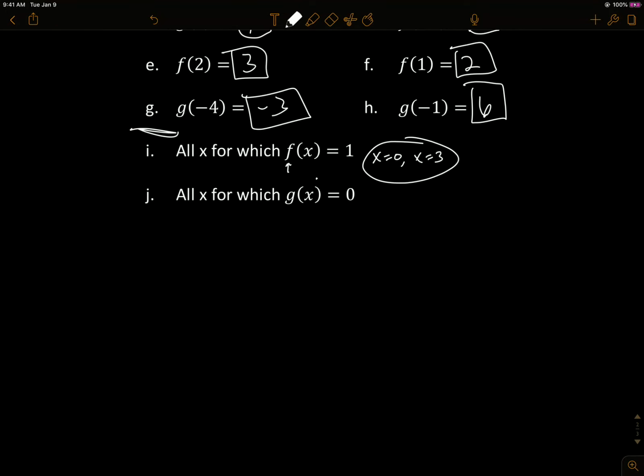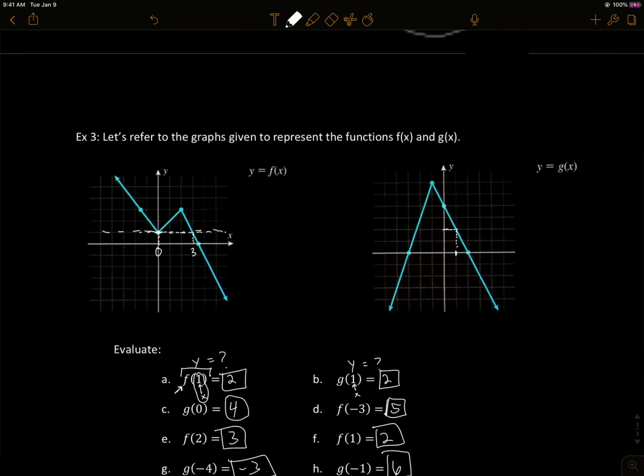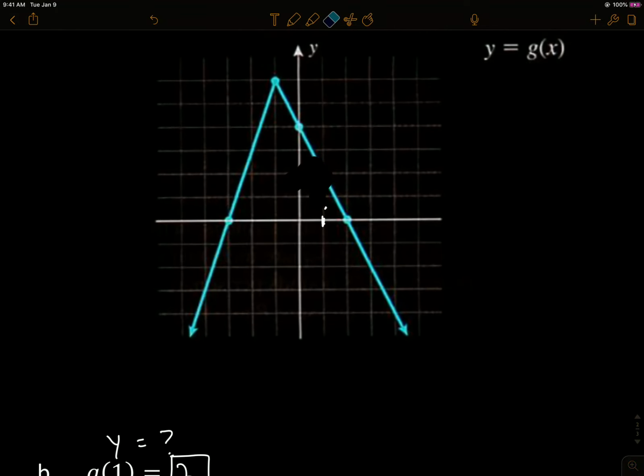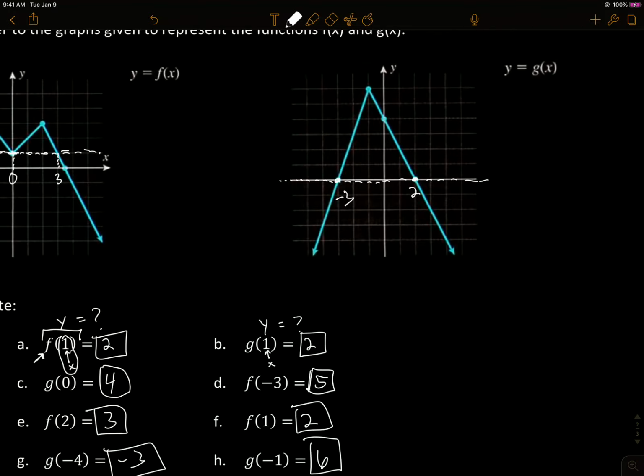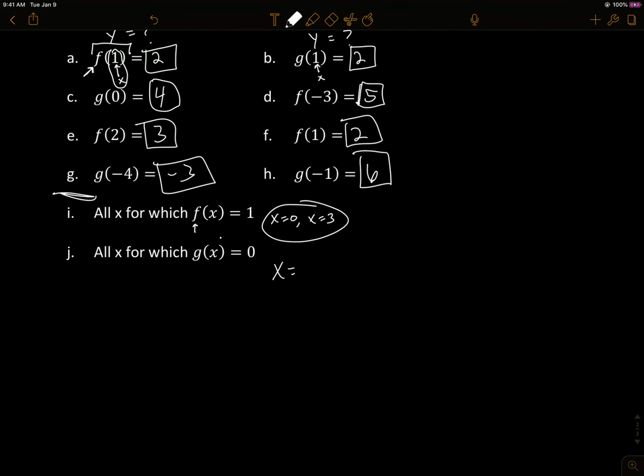Okay, all x for which g of x equals 0. So now we're on g of x, and they say g of x equals 0. Remember, g of x represents the y. So I find y 0 on the y-axis, and it looks like it hits the graph here and here, and it's already right on the x-axis. So it looks like it's at 2 and... oops, I wrote negative 2. 2 and negative 3. All right, so now we're going to do some practice on your own and see if you understand.